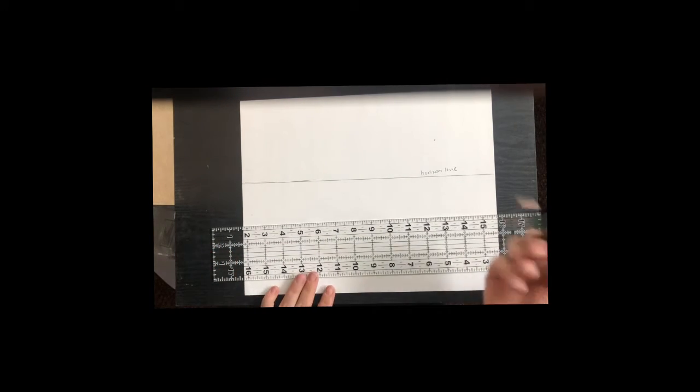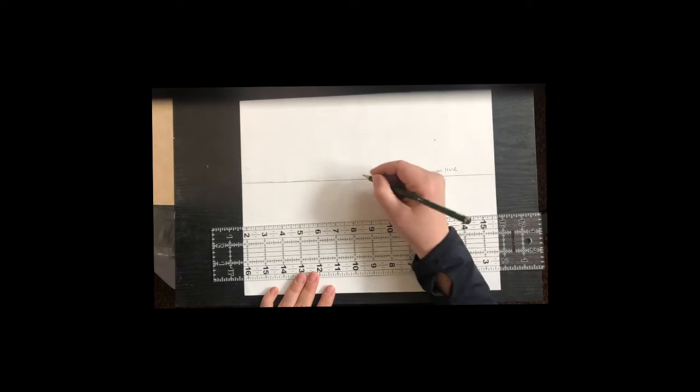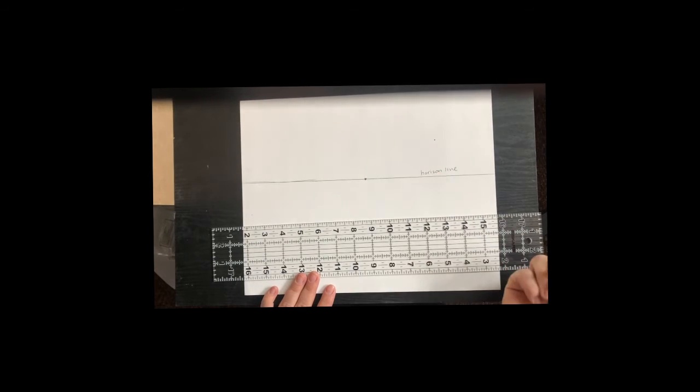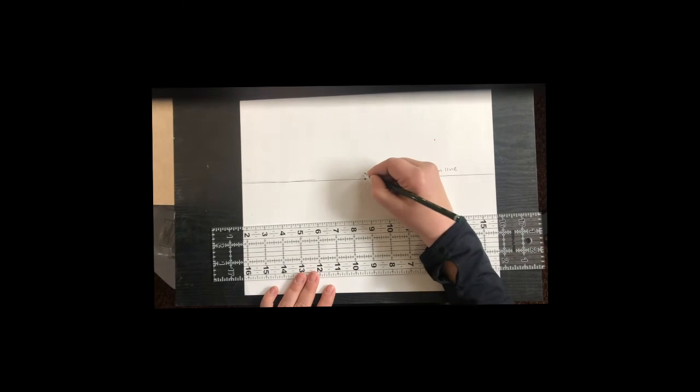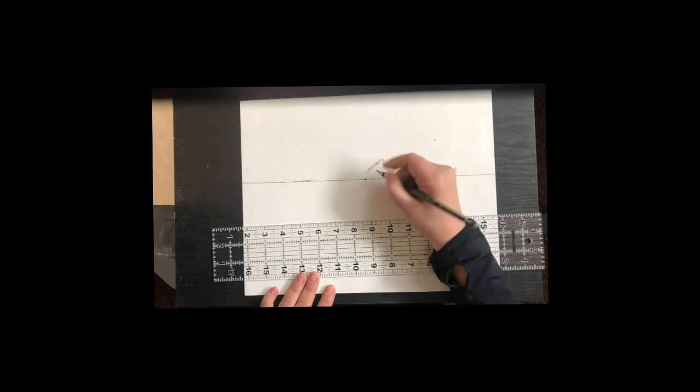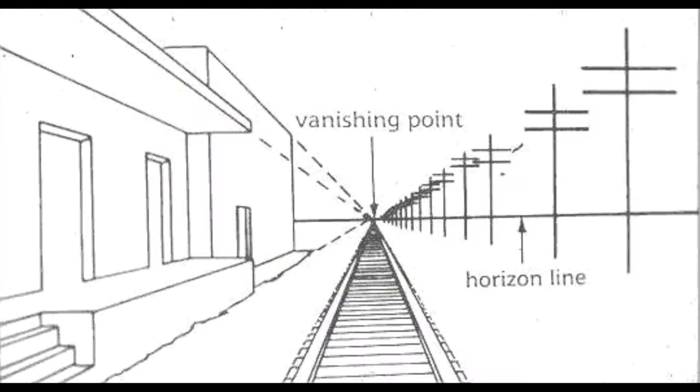So on that horizon line, when we talk about 1-point perspective, there's a vanishing point. Usually it's about in the center. That makes things a little bit easier. The vanishing point is the point at which it appears that parallel lines converge. So that's going to be your vanishing point back there.